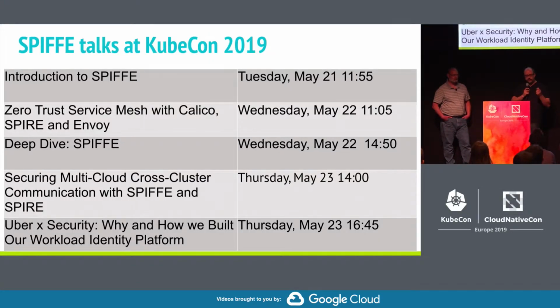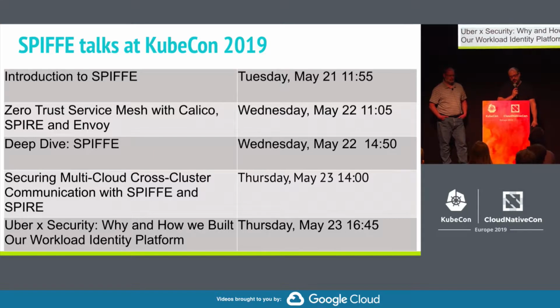So during KubeCon, we've had a couple of talks. Today, Evan and Sean Crampton had a really great talk about zero trust. The back and forth chemistry was amazing. And then tomorrow, Evan's also giving a talk on securing multi-cloud cross clusters with SPIFFE and SPIRE. And then we're finishing it off with Tyler Julian and Dan Feldman talking about Uber security and how they're building a workload identity platform.